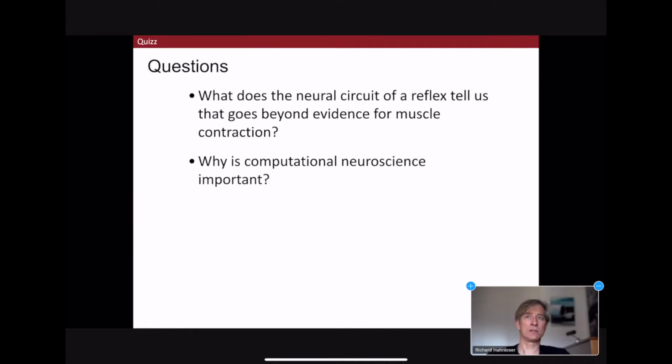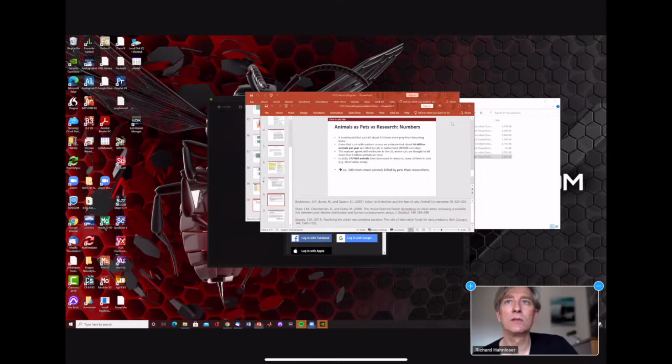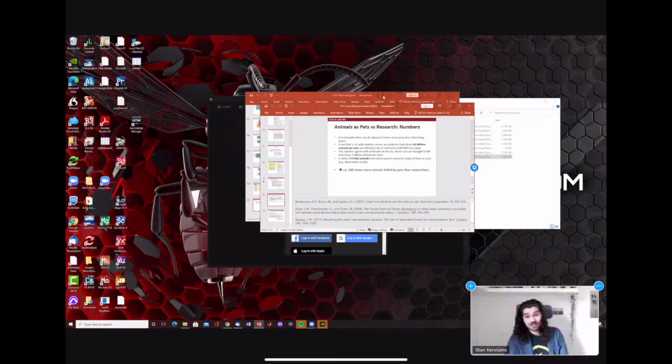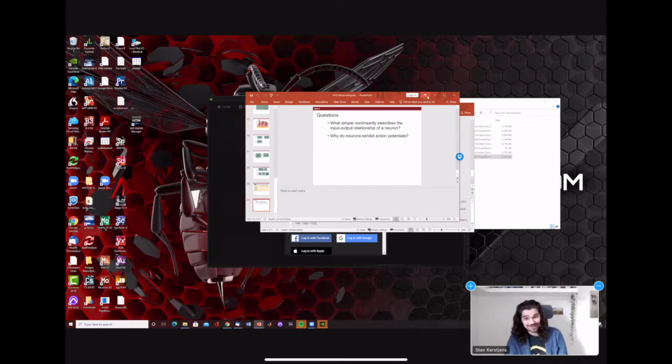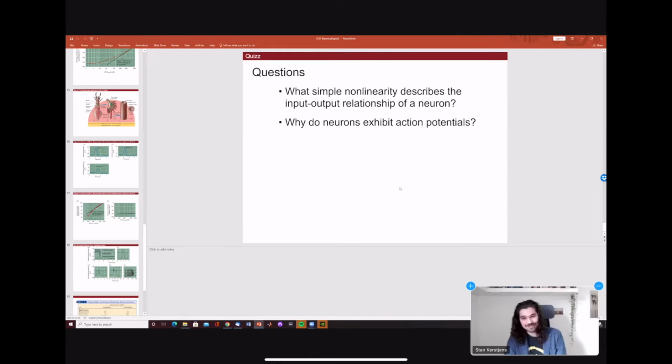Okay, any more thoughts about this? Okay, if not, I have, I think, one more. I can share an additional thought if I'm allowed, Richard. On why computational neuroscience?